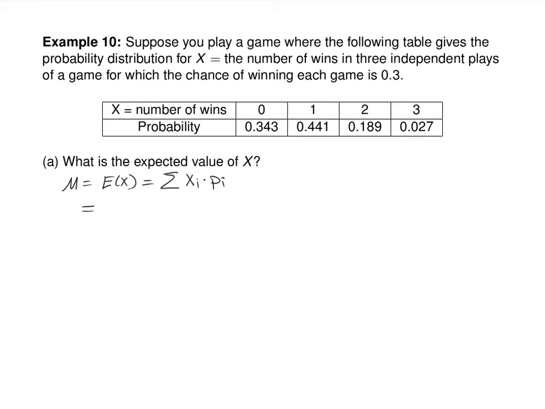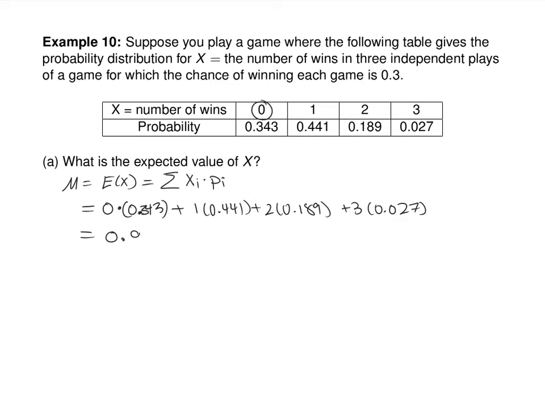So the first event is 0. Its probability is 0.343, plus 1 times 0.441, 2 times 0.189, plus 3 times 0.027. So this works out to be 0.9.